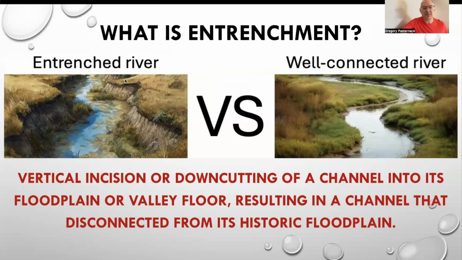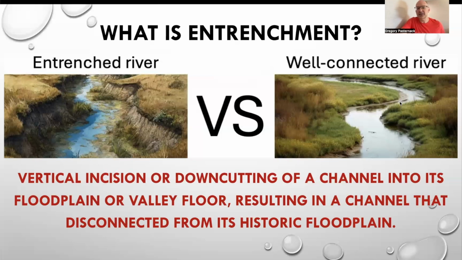So on the left is just a drawing, so to speak, or picture of what an entrenched river looks like. You see the valley floor high above, maybe you see a soil layer, and then you see these vertical exposures of what the underlying valley floor was composed of, and then the channel is inset down within there.